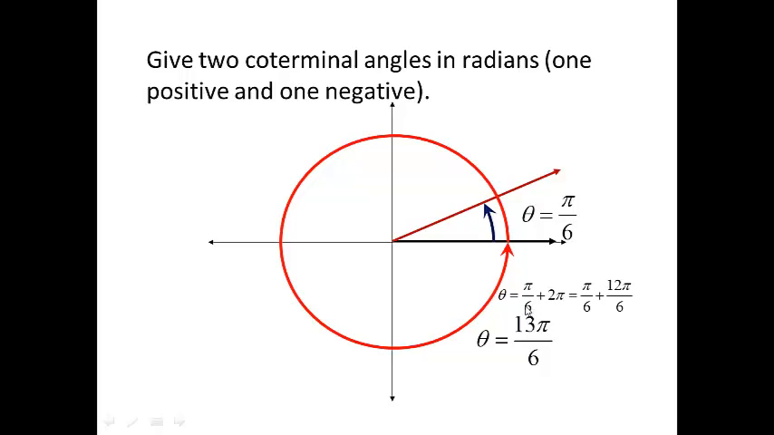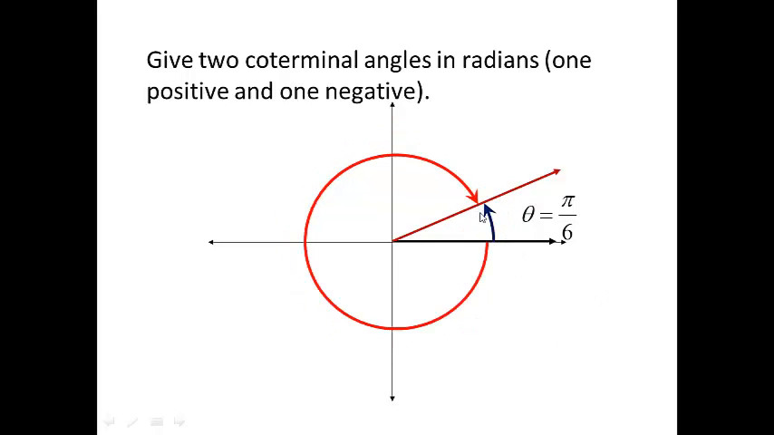Okay, what about a negative one? Give two coterminal angles, one positive, one negative. Now we're going to give a negative one. So that means we're going to have to go the other way. So if we're going to go the other way, we're going to subtract 2 pi. So in order to subtract 2 pi, we get a common denominator, 12 pi over 6. Pi over 6 minus 12 pi over 6 is negative 11 pi over 6. And you notice that if I add these two together, I will get one full circle, or 12 pi over 6, which is equivalent to 2 pi.